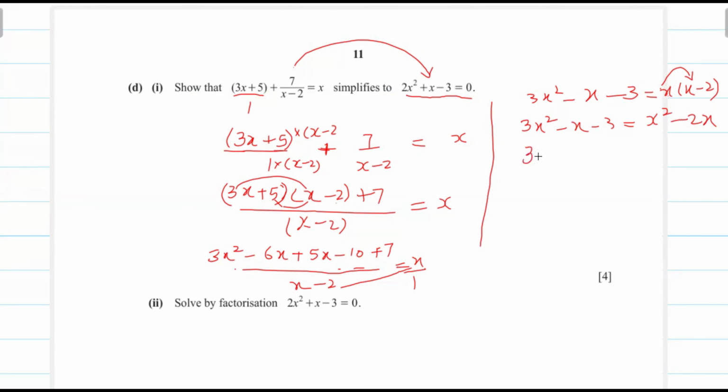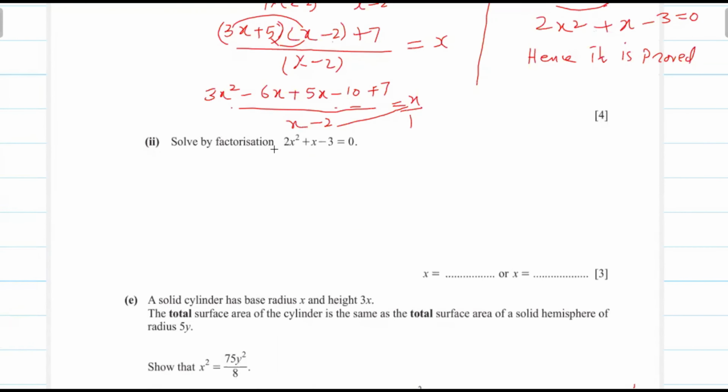Now, this equation, we can write 3x squared minus x, and we shift the right side values. Therefore, plus x squared becomes minus x squared, and minus 2x becomes plus 2x, and minus 3 is written as it is, equal to 0. Now 3x squared minus x squared becomes 2x squared, minus x plus 2x becomes plus 1x, and minus 3 equal to 0, and hence it is proved. When we simplify this equation, we get 2x squared plus x minus 3. Hence it is proved.